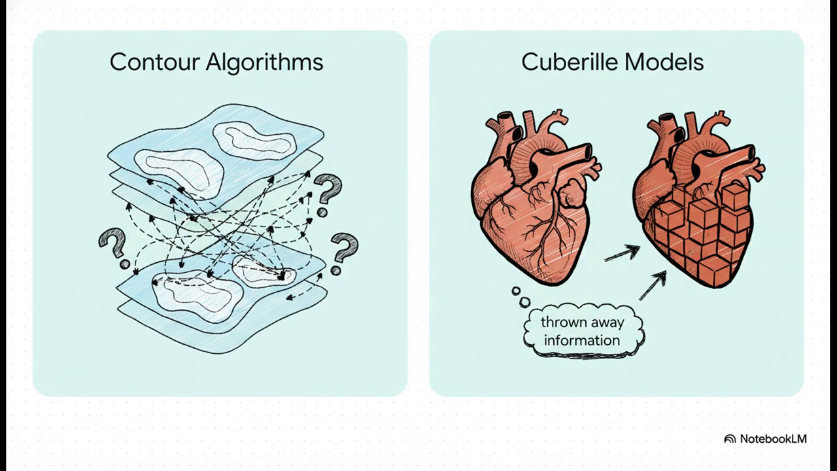The first, contour algorithms, was really just a high-tech game of connect the dots. You trace the outline on one slice, trace it on the next, and have the computer connect them. It worked okay for simple shapes. But what if one slice had, say, two different bones showing up? The algorithm would just get totally confused about how to connect them. The other method, cuberille models, was kind of like building the anatomy out of Legos. It gave you this rough, blocky shape, but as the original paper puts it, these methods would throw away useful information, losing all that fine, critical detail that doctors desperately needed.